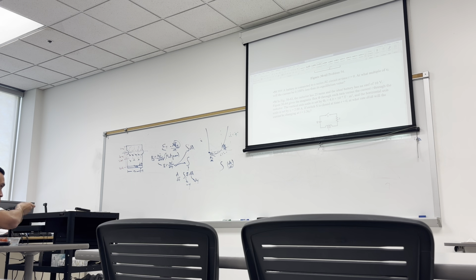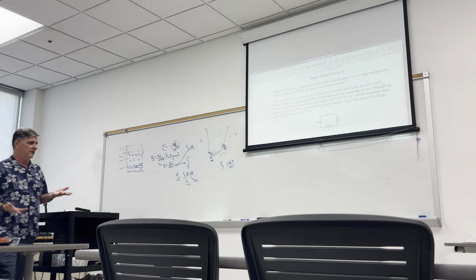I remember. A battery is connected to a series RL circuit at a time t equals 0. At what multiple of the time constant tau sub L will the current be 0.1% less than its equilibrium value? Told you you're not going to have to do this on the final, so I make you do it for homework.